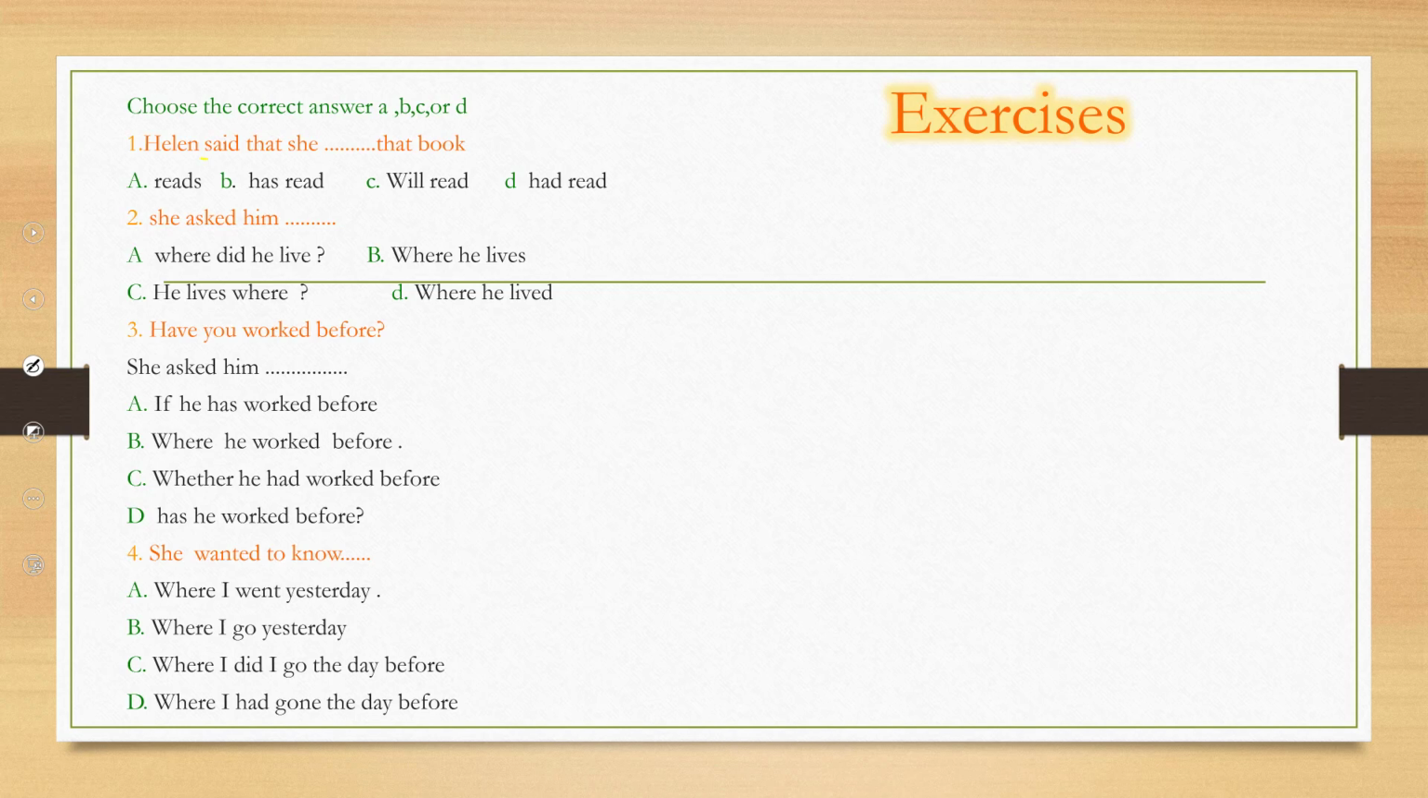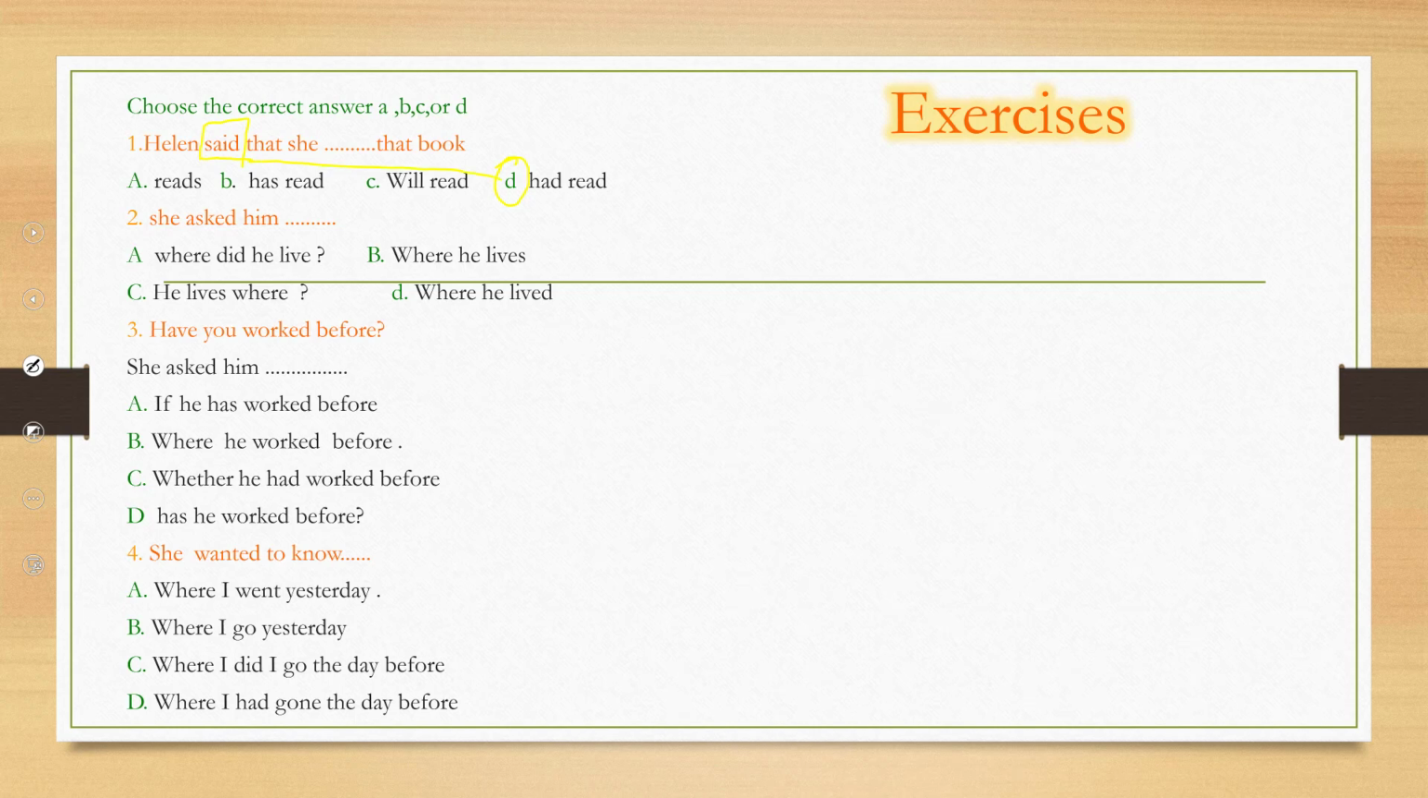Since we have said, we shouldn't start the sentence with present simple. After said, we always have a past sentence. So reads is not correct. Has read is also not correct. Will read is also not correct. So it is had read, because it's the only past tense here after said. So since we have said, we should use had read.